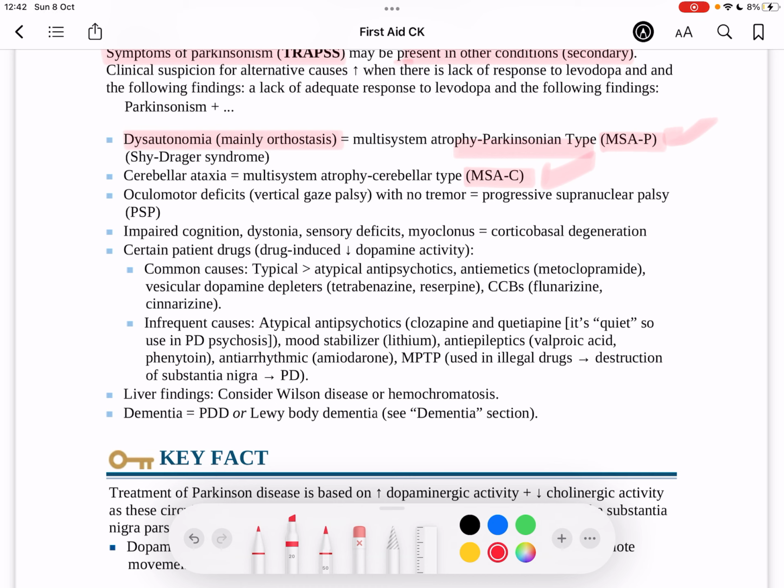And then the MSA cerebellar type is due to more cerebellar ataxia. These patients don't have as much Parkinsonism, they can have some, but it's more cerebellar-like problems. So dysmetria, you understand, lack of coordination, gait, etc.